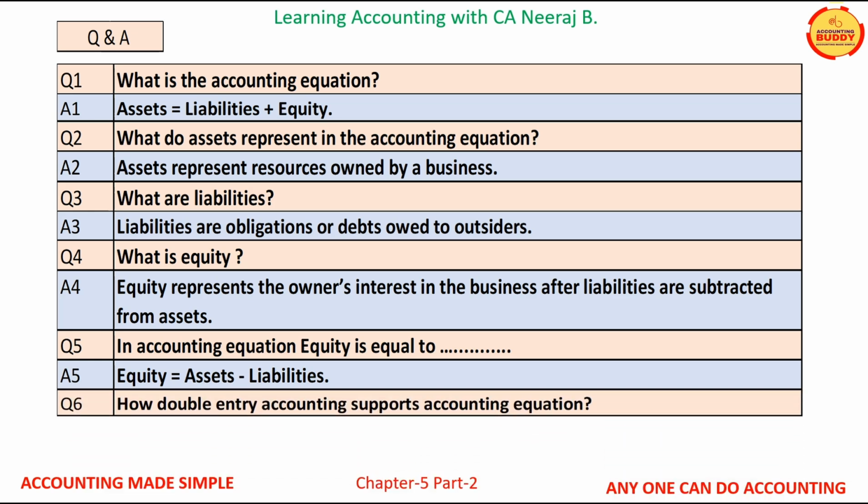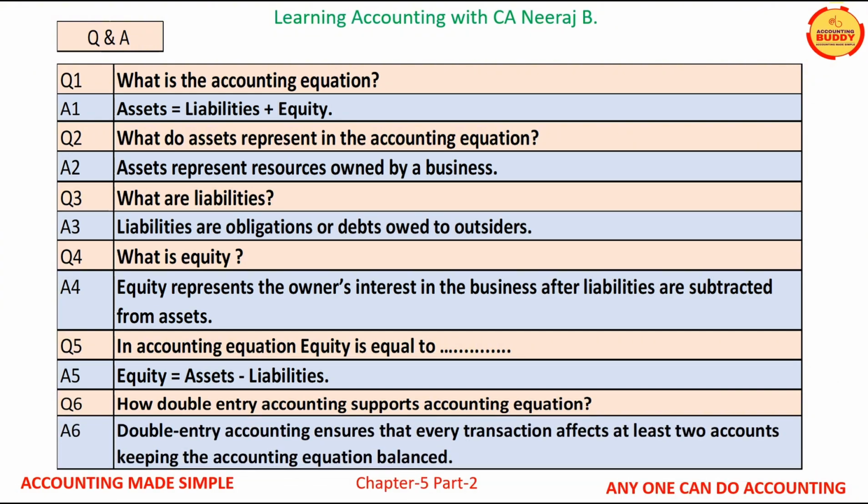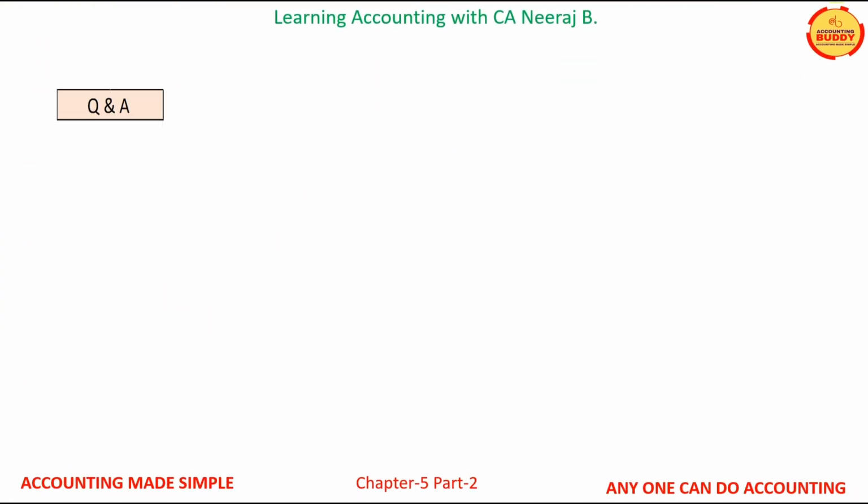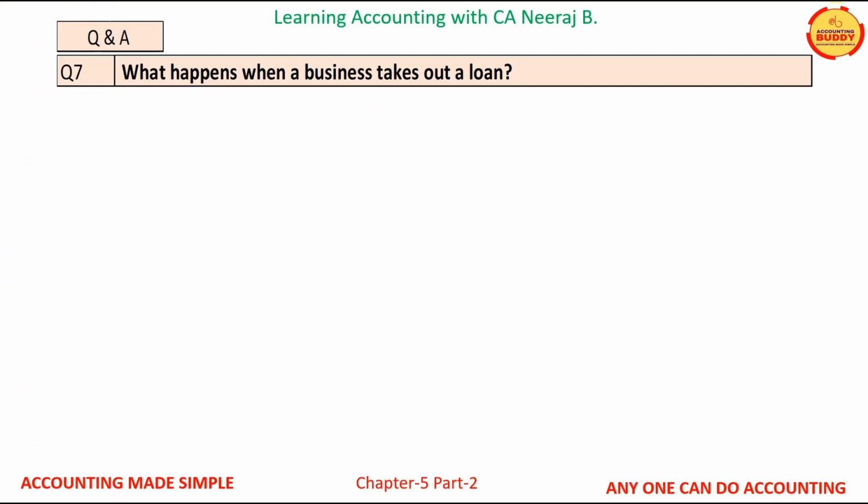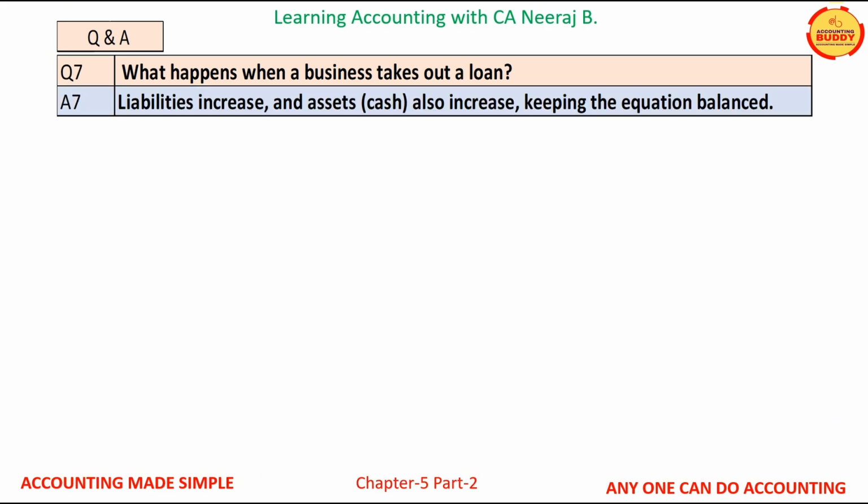Question number 6. How does double entry accounting support the accounting equation? The answer is double entry accounting ensures that every transaction affects at least two accounts, keeping the accounting equation balanced. Question number 7 on your screens is what happens when a business takes out a loan? The answer is liabilities increase and the assets also increase, keeping the equation balanced.